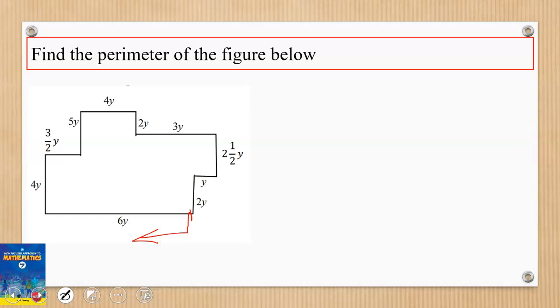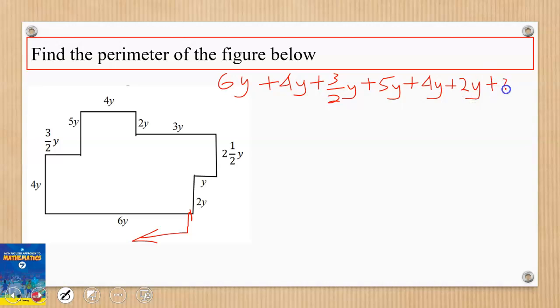So you're going to say 6y plus 4y plus 3 halves y plus 5y plus 4y plus 2y plus 3y plus 2.5. So 2.5 is the same as 5 on 2y, or 5 halves, then plus y again, then plus 2y. So we are going to add all this together and that becomes our answer.